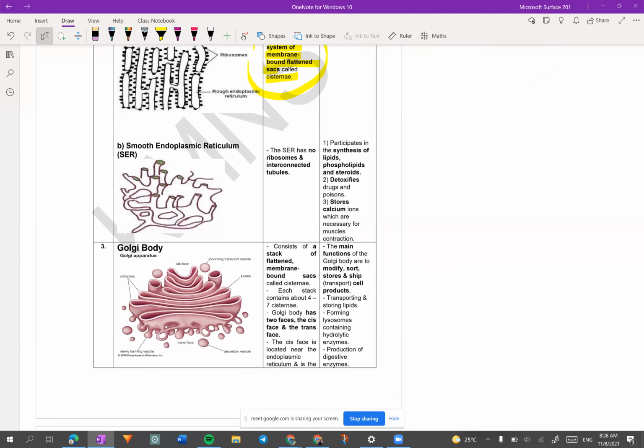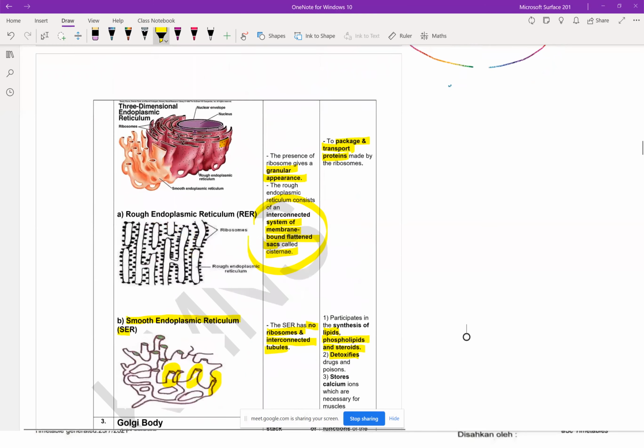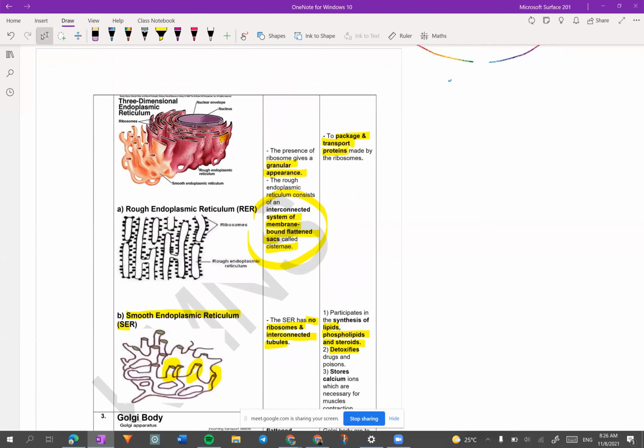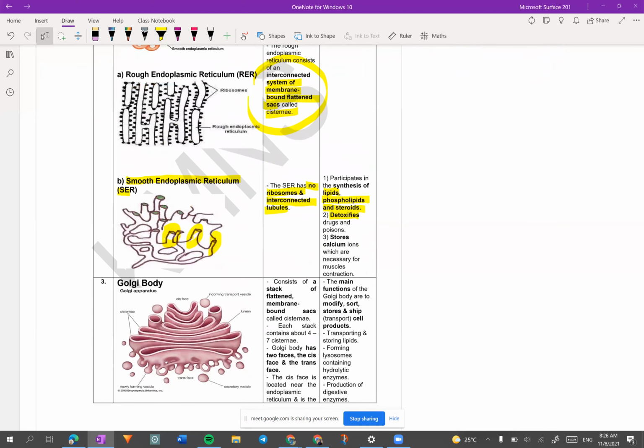Okay, continue. Smooth endoplasmic reticulum, SER, has no ribosomes and has interconnected tubules. So here it has tubules. So what does it do? It is more about fat, hormone, steroid and detoxification. It has three functions. Earlier it was package and transport protein, just one. But the smooth reticulum is further from the nucleus, and its function is more toward transporting fat and so on.